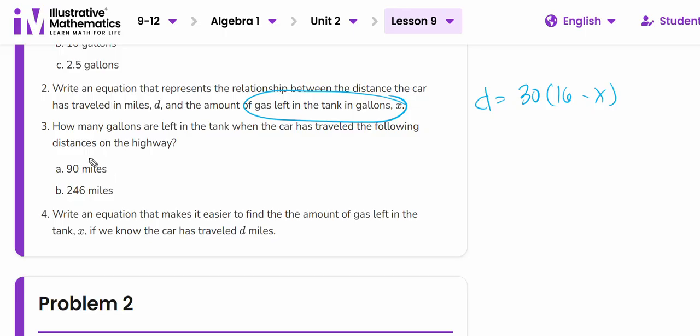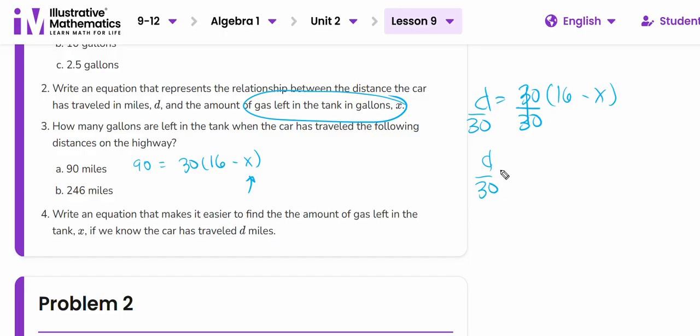Now in the last video, when we had miles, we had to evaluate for d. So we had to do 90 is equal to 30 times (16 minus x), and then we had to go ahead and solve for x. That's a lot of work, so maybe we want to make our lives easier. To make our lives easier, we're going to solve for x within the function. So that means we're going to isolate x before we evaluate it at any numbers.